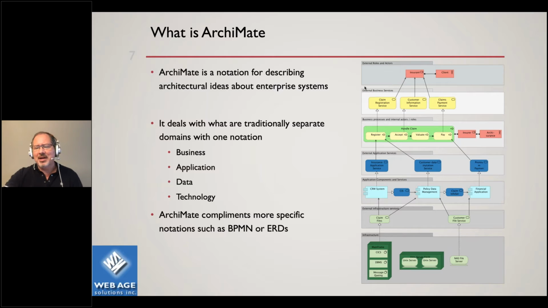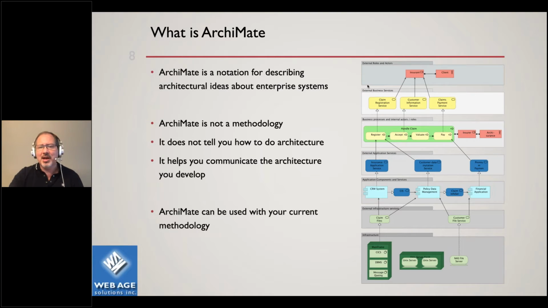At the same time, ArchiMate is not magic fairy dust that replaces everything. It complements other more specific notations, such as an entity relationship diagram or a business process model notation, or BPMN, diagram. So it doesn't replace our toolbox, it adds to our toolbox. It's also important to understand that ArchiMate is not a methodology. It doesn't tell us how to do architecture. It's not a method. It helps us communicate the architecture that we develop. And as such, it doesn't mean that we have to throw away anything that we do now. In fact, we use ArchiMate with our current methodology. It just builds on the capabilities that we already have.